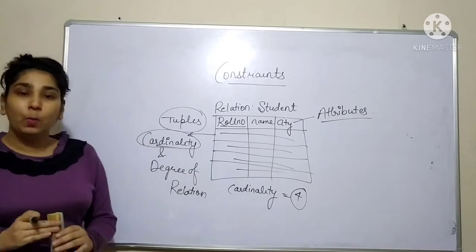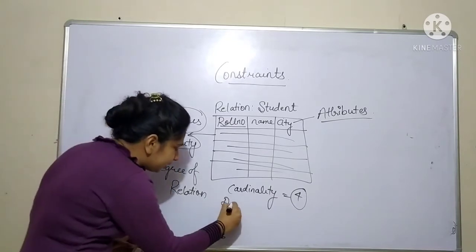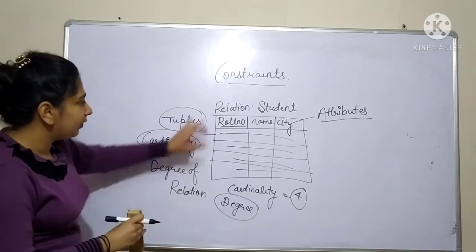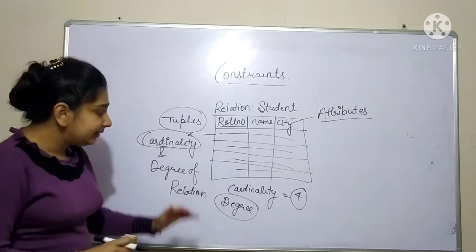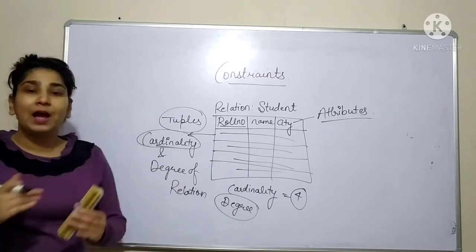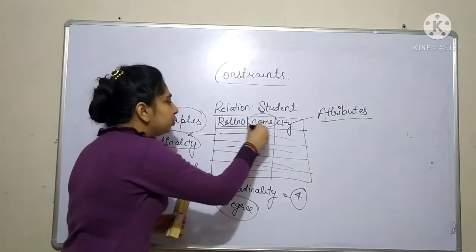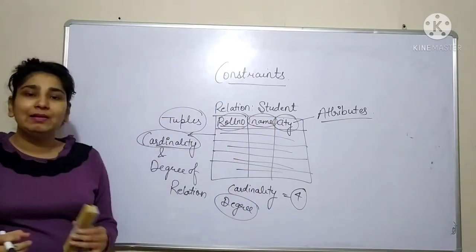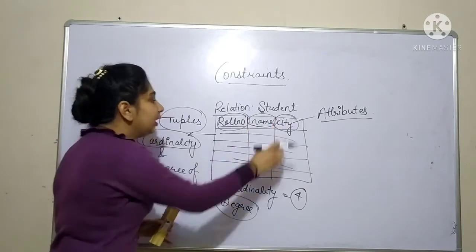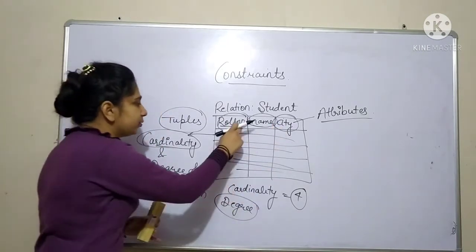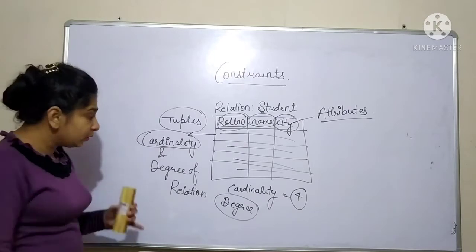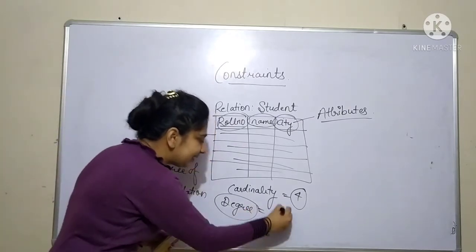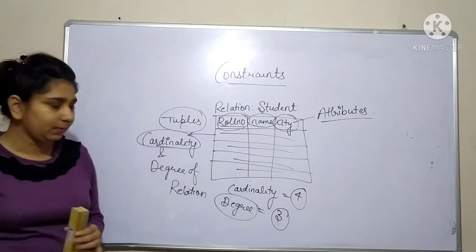And what is the degree of the relation or table? The degree of the relation is how many attributes you have in your table. In this table we have 3 attributes, so the degree of the relation is 3.